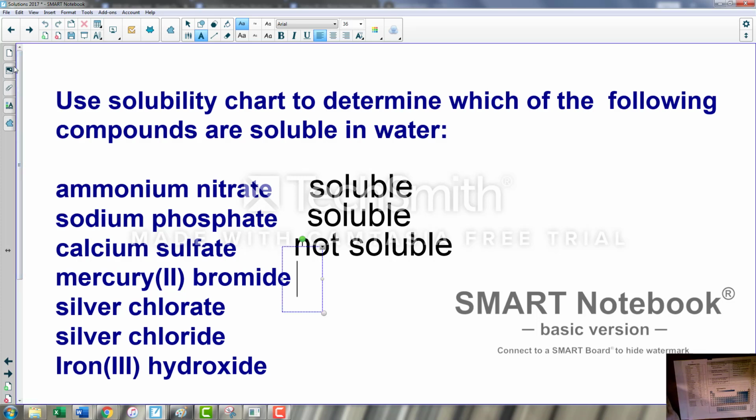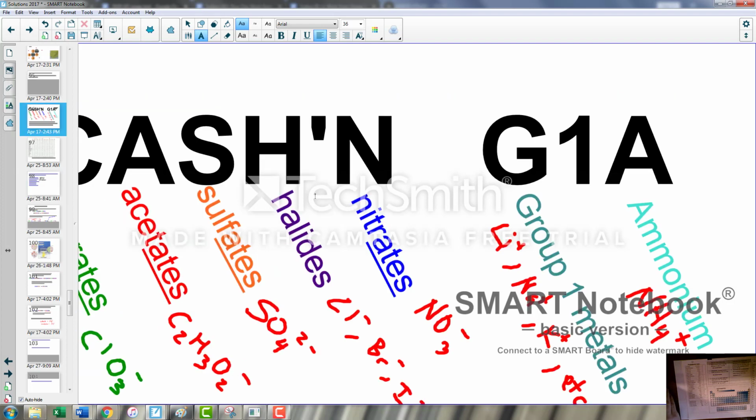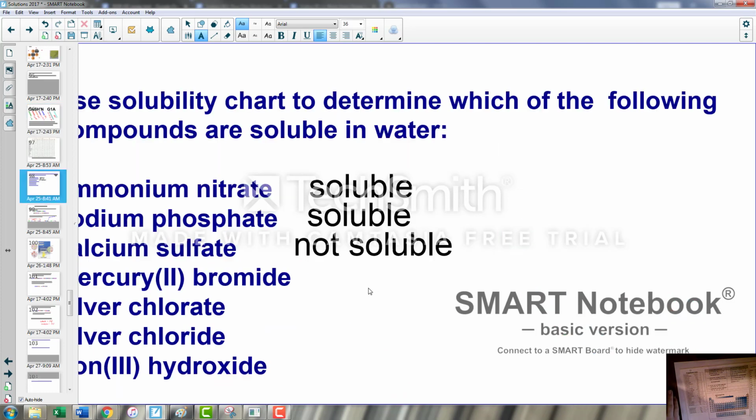Bromide is one of your halogens. So bromide is a halide, so it should be soluble. But if we look at the back of our periodic table, there's a few exceptions with that as well. You see there's some heavy metals that don't work with that: silver, lead, copper, and mercury. So mercury bromide is not soluble.